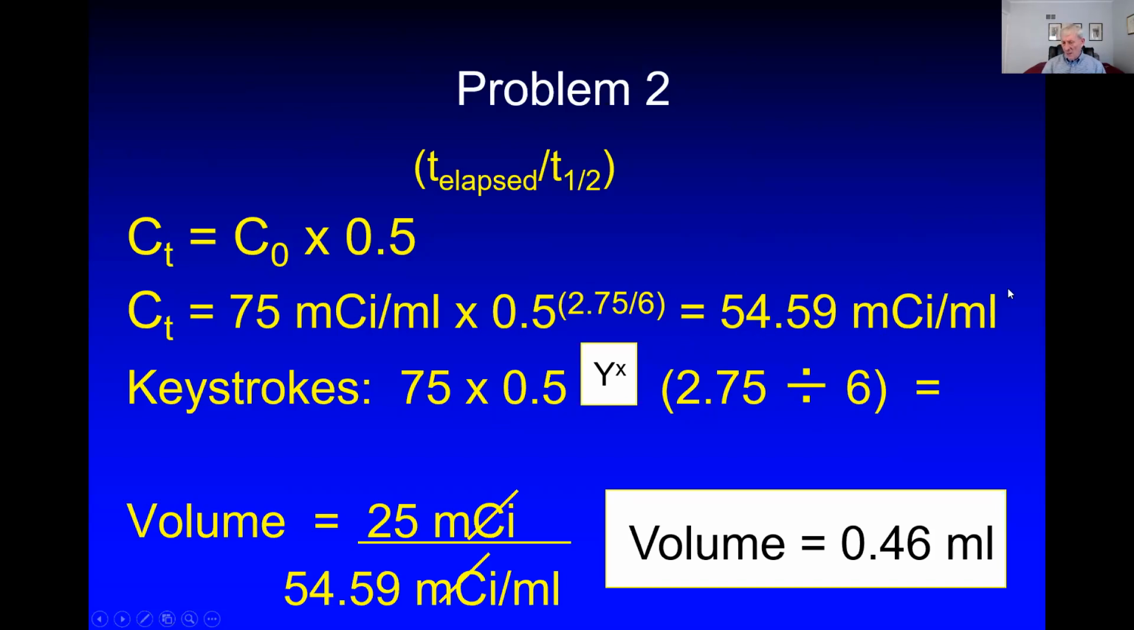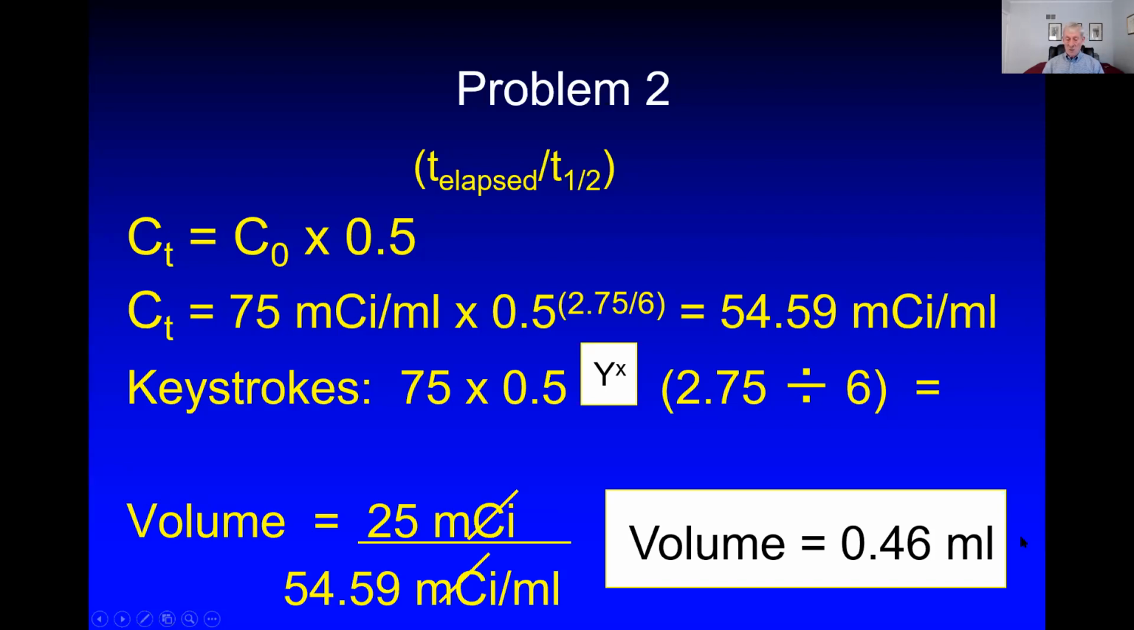So what does this mean? If we draw 1 milliliter at 9:45 a.m., we're going to get 54.6 millicuries. We don't want that. We only want 25. We basically want 25 54ths of a millicurie. And look how nicely the units cancel. Our volume is going to be 25 millicuries divided by this term, 54.6 millicuries per milliliter. Millicuries cancel. Milliliter is in the denominator of the denominator, and it flips up here. Our volume is 0.46 of a milliliter.